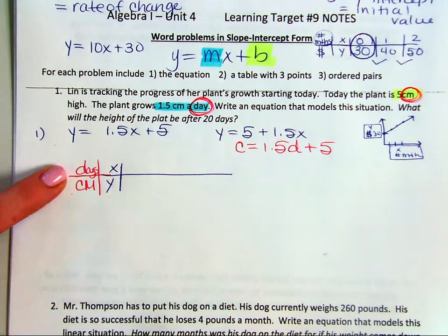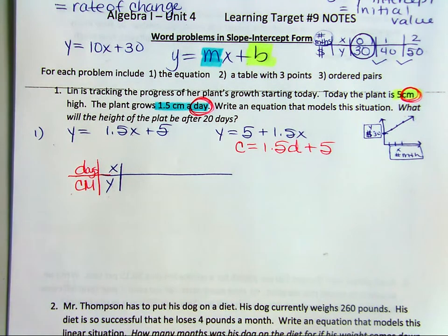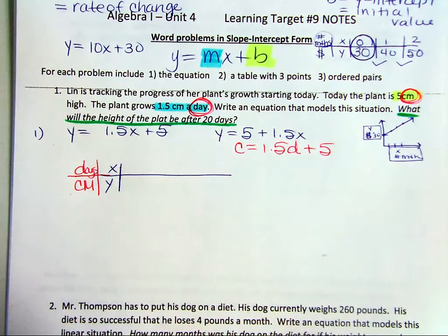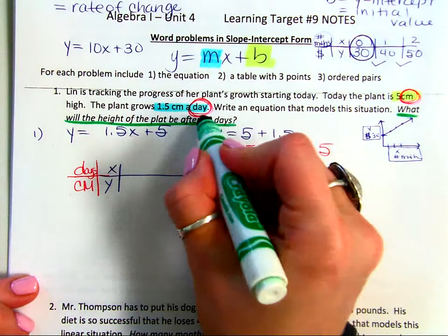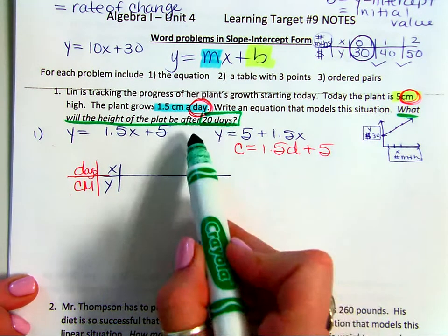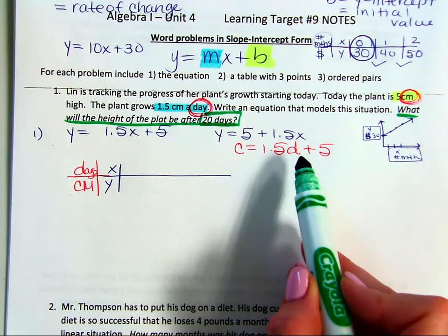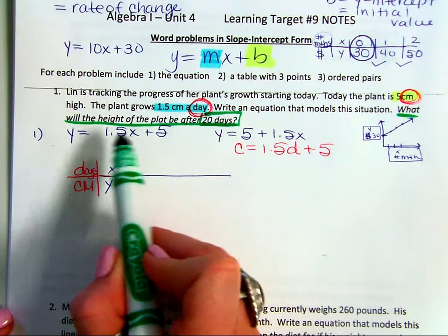So now watch. When I ask you this question, what will the height of the plant be after 20 days? 20 is D. So I put it there, right? Do you see what I mean? How it makes it easier? Because I may go, oh shoot, X and Y, where do I put the 20?